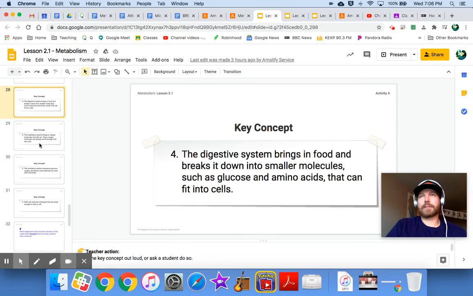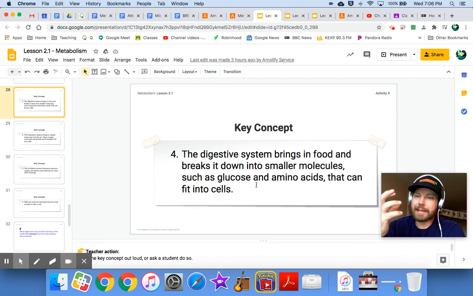The progress build describes basically some essential standards, the key concepts. These are also things that we're supposed to be taking away. Let's look at this one right here. Number 4, the digestive system brings in food and breaks it down into smaller molecules such as glucose and amino acids that can fit into cells. That's the function of the digestive system.